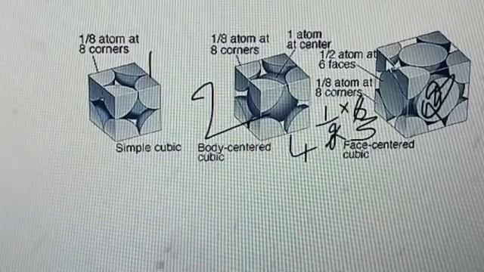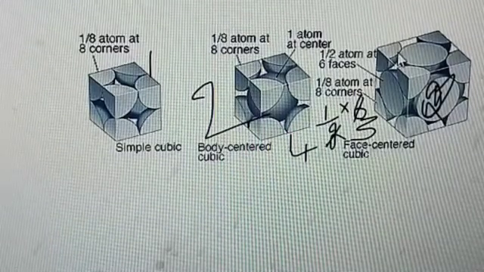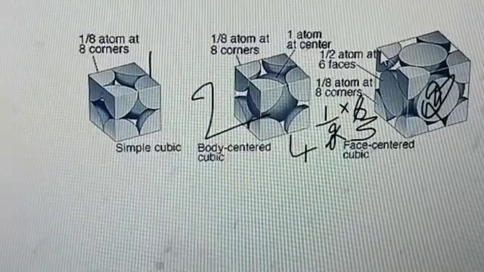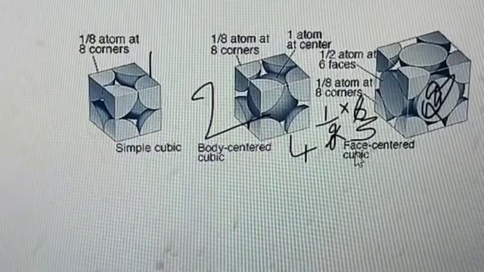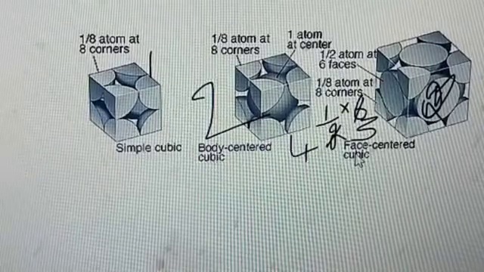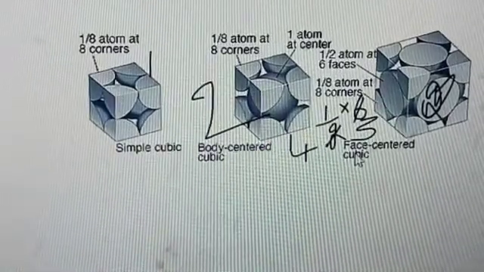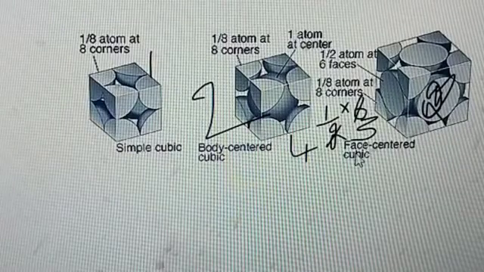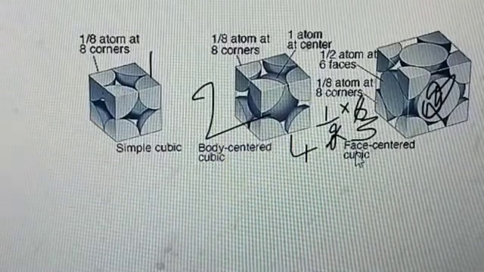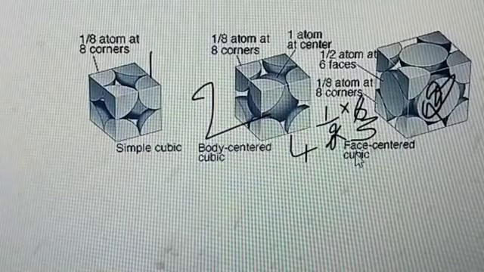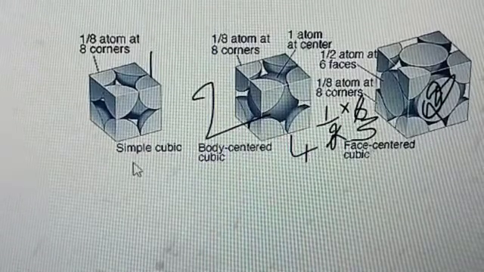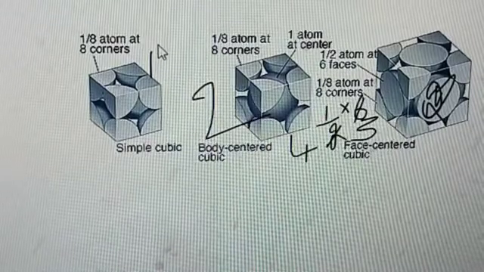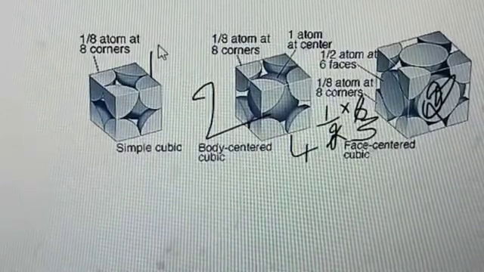Here 1 by 8 atom belongs to each corner, and 8 corners are there, so 1 by 8 into 8 is equal to 1. So the total number of atoms present in face centered cubic unit cell is nothing but 1 plus 3, that is equal to 4. This is how we have to calculate the number of atoms per unit cell in simple cubic, body centered cubic and face centered cubic. I hope all of you can understand this.